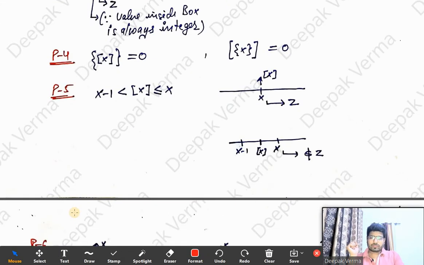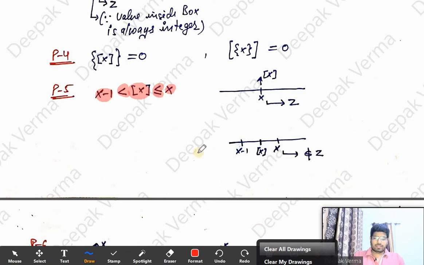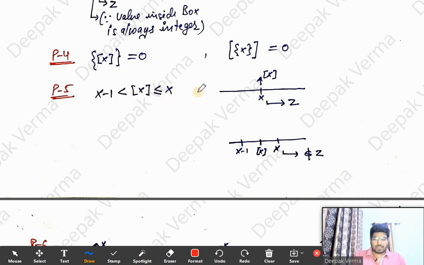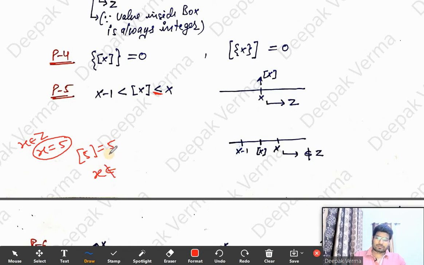Now the next property is box x. Box x is always greater than x minus 1 and less than or equal to x. So remember this property. Let us try to explore it more. Now what if I say x belongs to the integers? Let's suppose x is, let's say, 5, then box of 5 will be 5. So here we have the equal to sign. Got it? Now if x is not an integer, here x is an integer and we took an example like x equals 5.